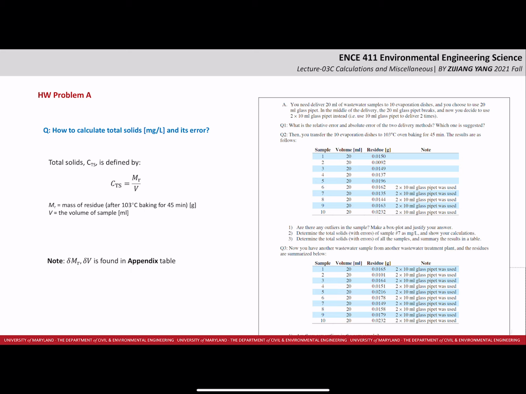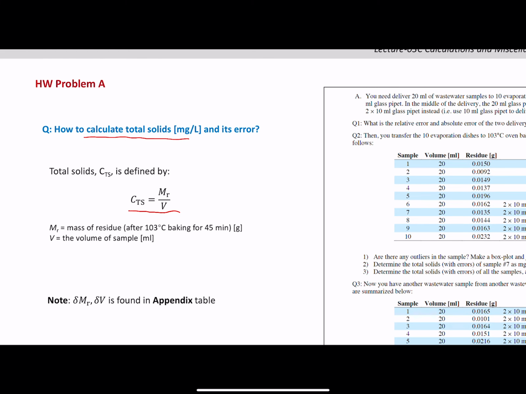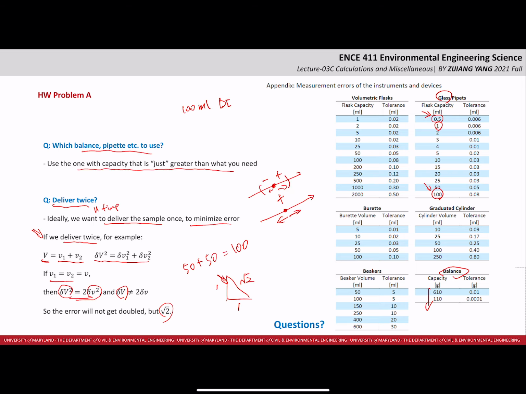Another question about problem A, like how to calculate total solids. I think if you guys have done the solids lab, then you should be familiar with it. So it equals the mass of the residue after 103 baking, and this is the volume of the sample. And the note here is that the delta M, the error of the mass, and the error of the volume can be found in the appendix table. So you need to figure out what equipment you will use to do the transfer, and then you find the corresponding errors, and then you use this in the calculation.